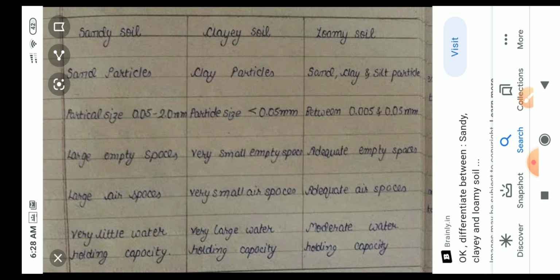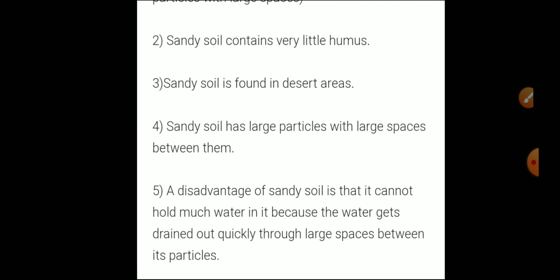Same when you are talking about air holding capacity: in sandy soil the air holding capacity is more, and in clay soil it is less. When we are talking about water holding capacity, it will be maximum in clay soil and minimum in sandy soil. And when we are talking about the water percolation property, it will be more in sandy soil and less in clay soil. Okay, so hope all these points are very clear to you.